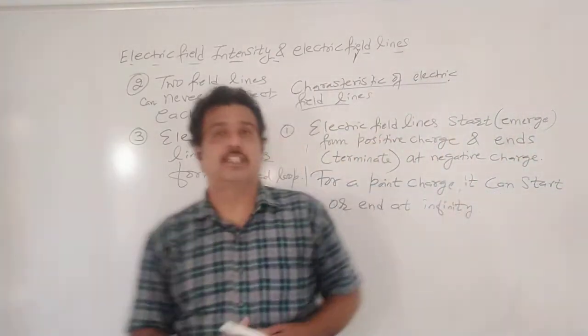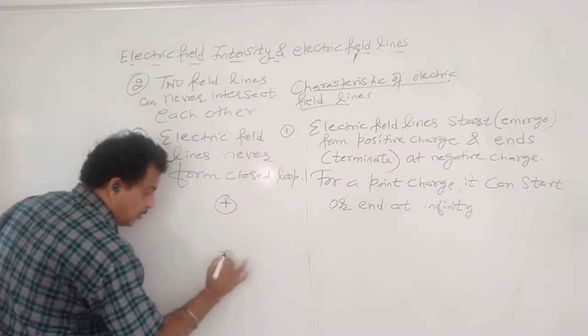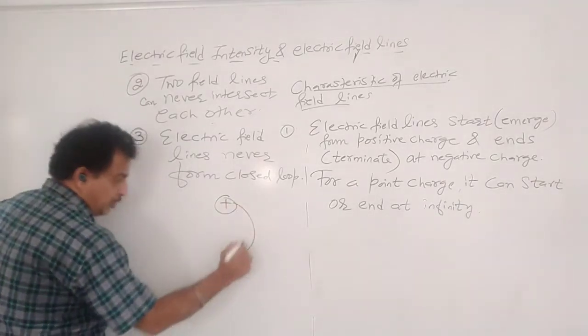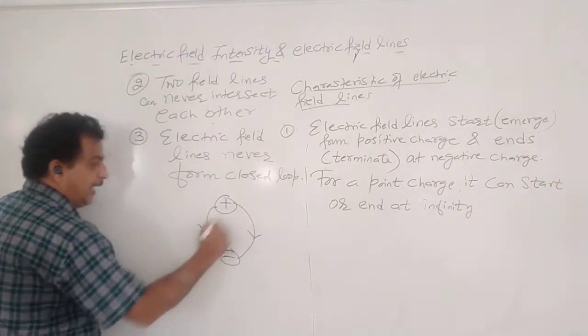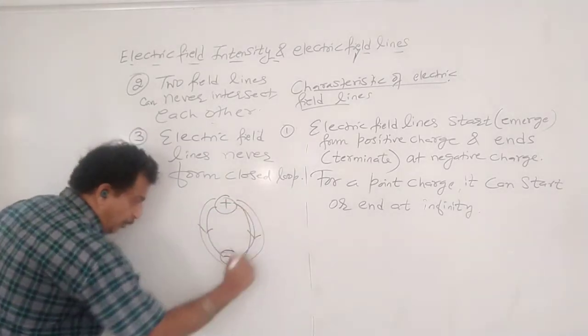But in the case of electric field lines, if we have one plus and one minus charge, they start from the positive and terminate at the negative charge. It is not possible that they form a closed loop.